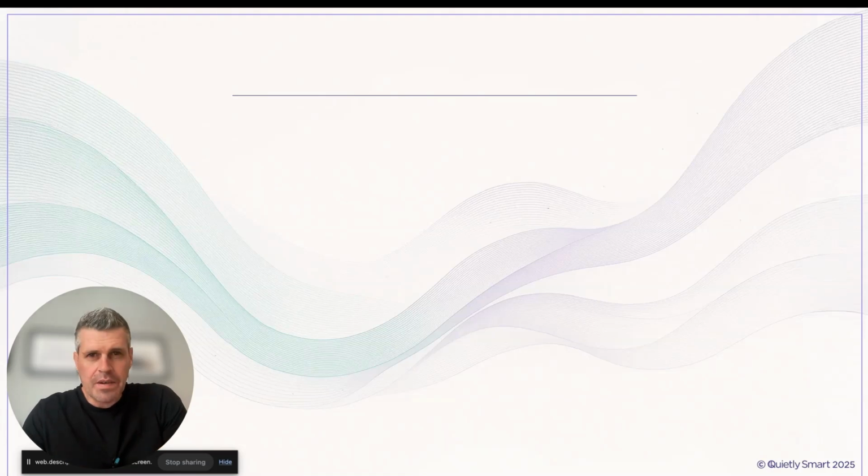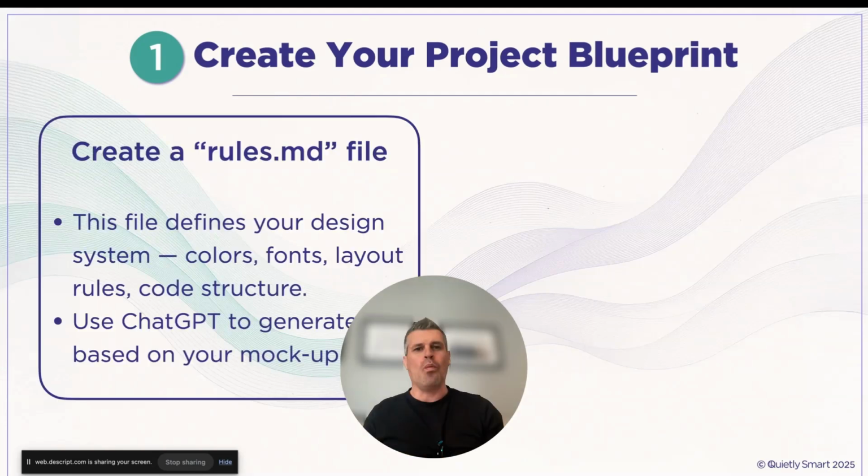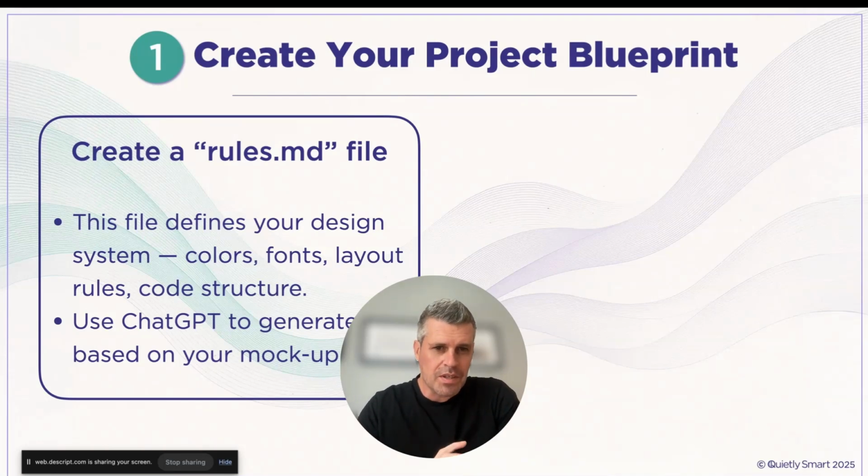Now we're going to take a different approach to what a lot of vibe coders do. Rather than just launching straight into the coding platforms, we are going to do a little bit of setup first. So first we need a project blueprint. This is basically going to tell the coding agent how to create our files, what kind of colors, what kind of fonts, what kind of layout, what kind of rules, what kind of code structure we should be using. So we'll go into ChatGPT to generate it.